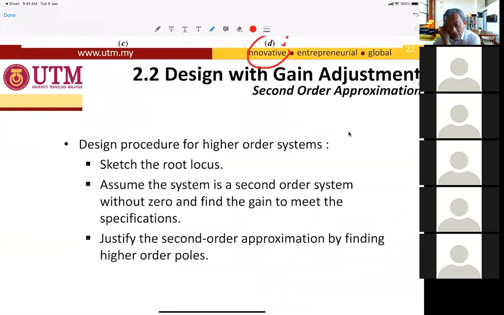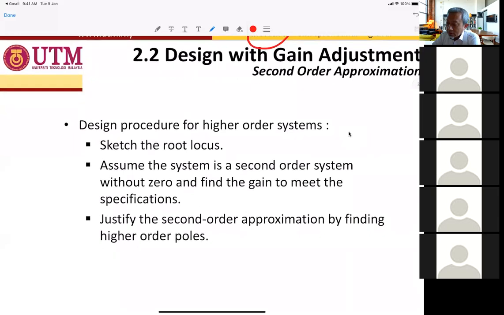So, design with gain adjustment using second order approximation. First, you have the design procedure for your higher order system. Sketch the root locus. Assume the system is a second order system without zero and find the gain to meet the specification. Then justify the second order approximation by finding the higher order poles. Okay, steps 1, 2, and 3.